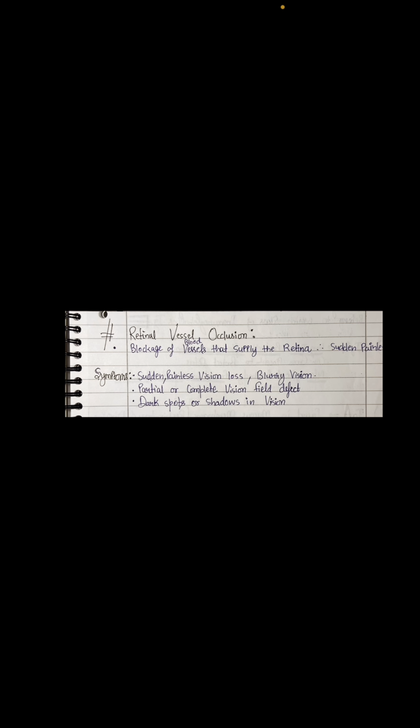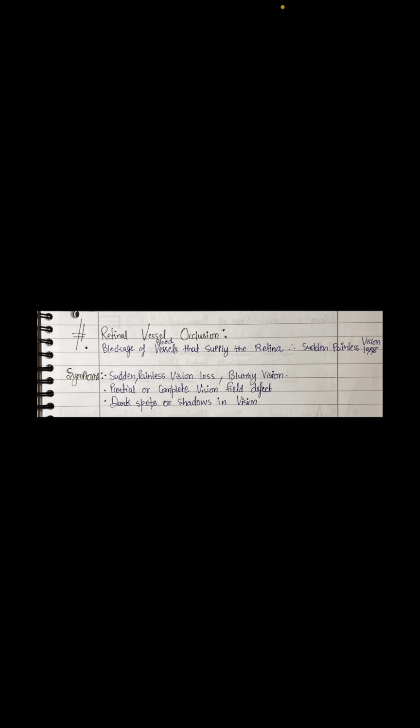Okay, next is retinal vessel occlusion. Retinal vessel occlusion is simply the blockage of the blood vessels that supply the retina. Therefore, we will see sudden painless vision loss in the patient. The symptoms we are going to see are sudden painless vision loss because one of the vessels got occluded, blurry vision because no more supply will be there, partial or complete vision loss, and dark spots or shadows in the vision.